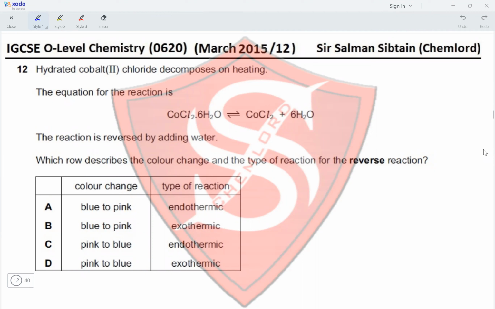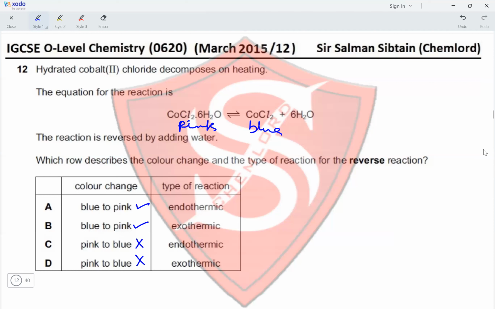So the color change would be from blue to pink, because cobalt chloride, which is hydrated, is pink in color, and anhydrous cobalt chloride is blue in color. So the reverse reaction is going from blue to pink. So this eliminates options C and D.